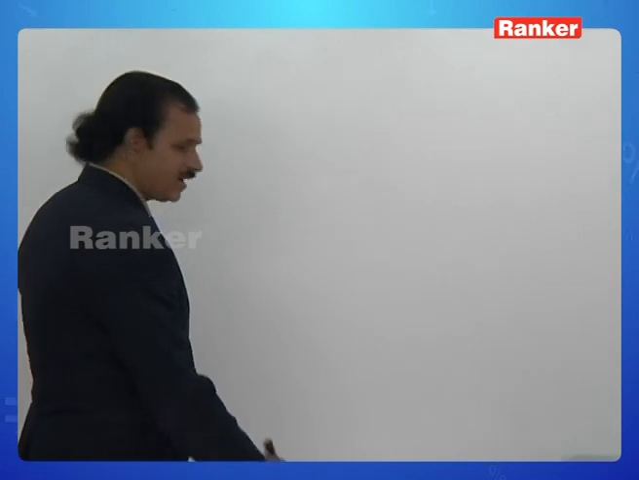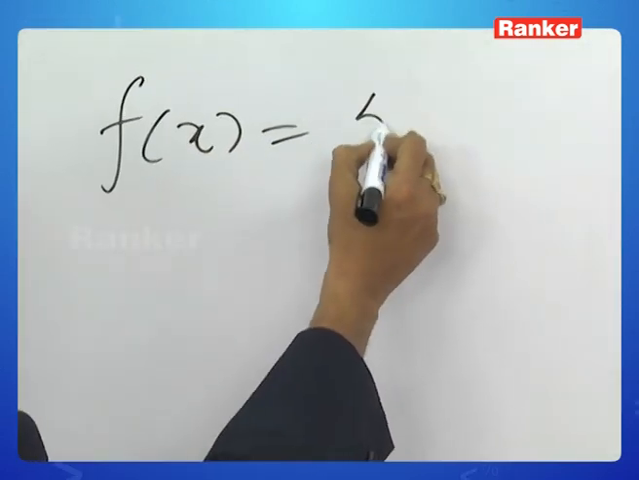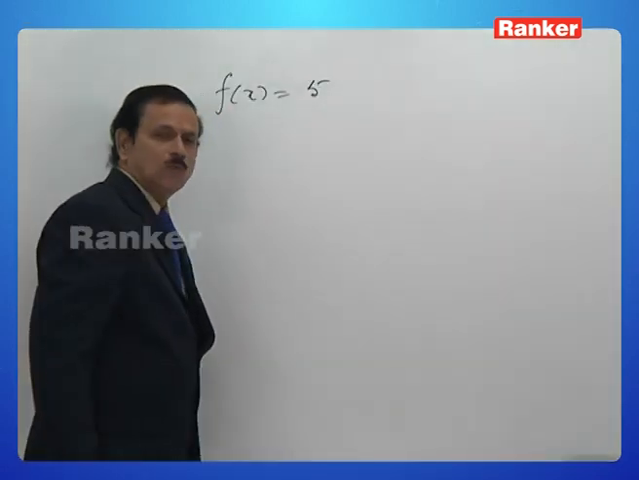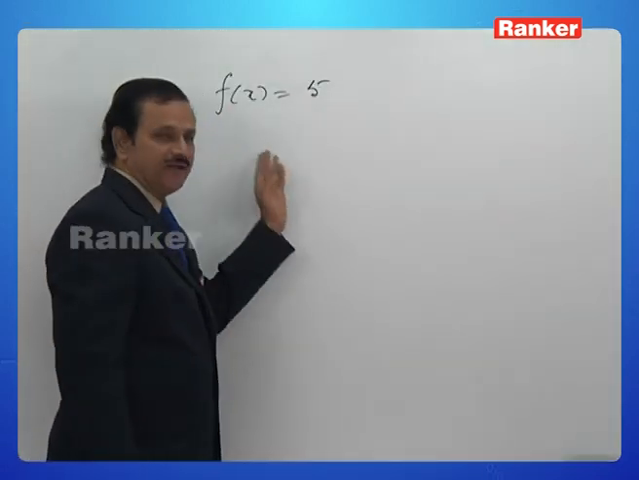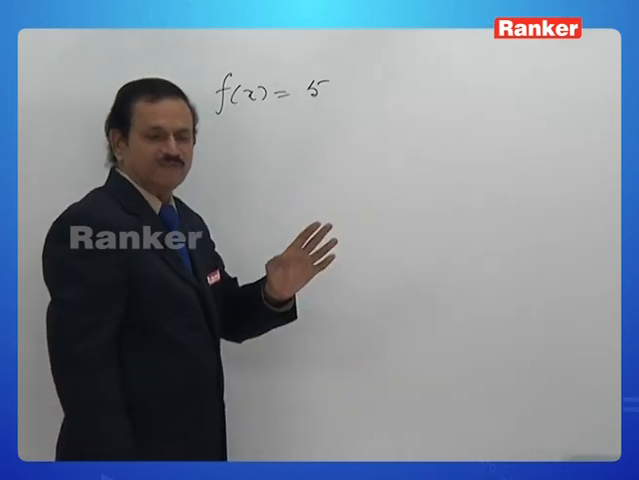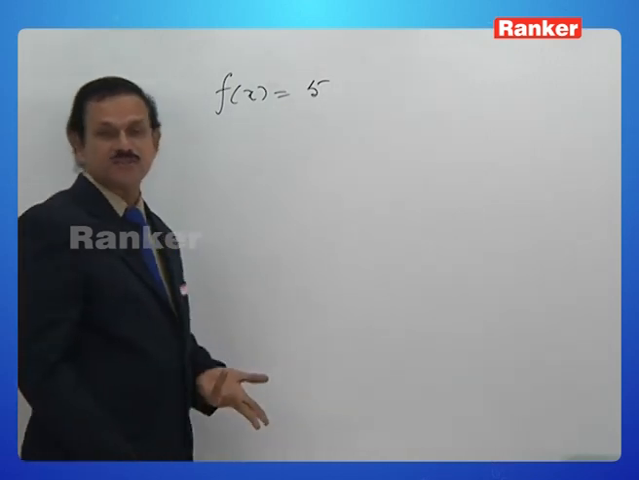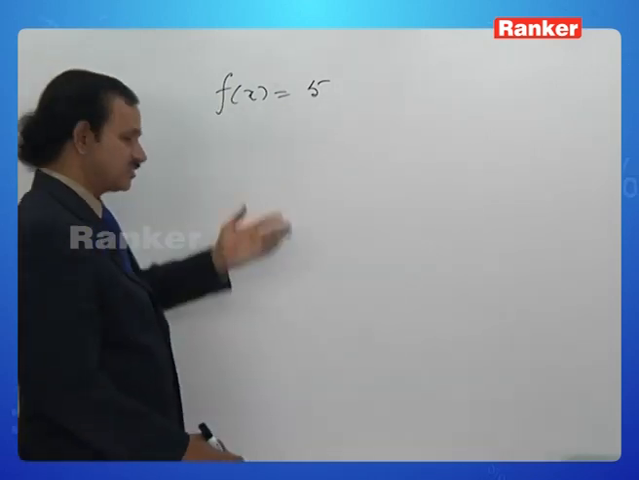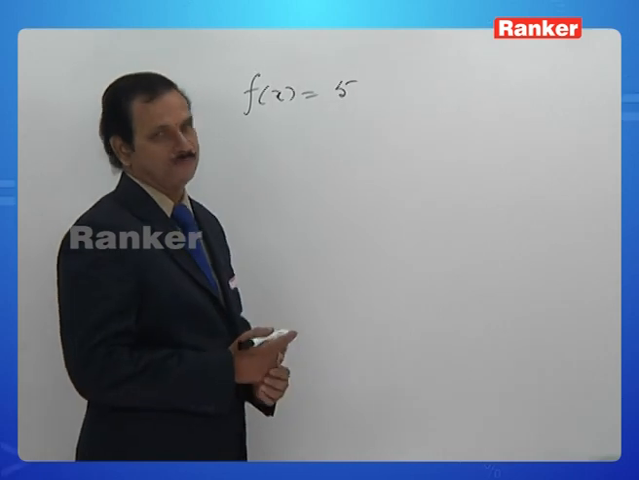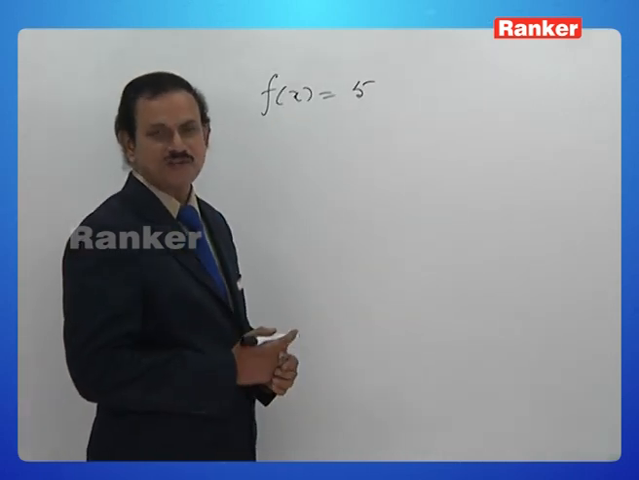Next one. In our usual practice, we generally come across functions of this form. f of x is equal to 5, suppose. What does this mean? f of 1 is 5, f of 2 is 5, f of 3 is 5, f of 4 is 5, f of every element of the domain is again 5. So, this is a constant function. We come across certain functions in our usual practice also. This is one of the best examples of a constant function.